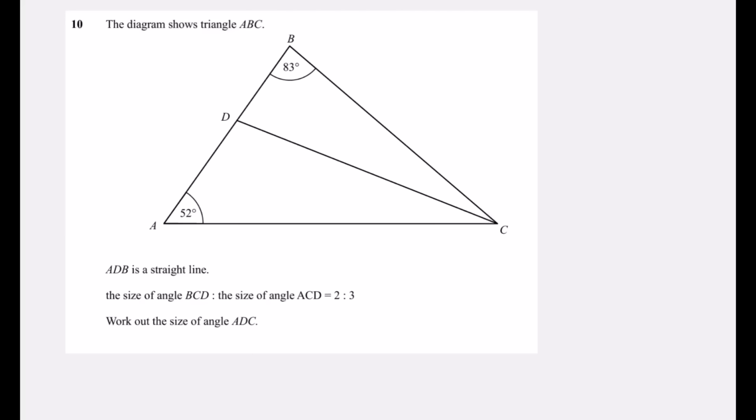Question 10. ADB, so we've got a triangle ABC, and ADB is a straight line. The size of angle BCD to ACD, so these two here, is in the ratio 2 to 3. Work out the size of angle ADC. We're working out this one here. So we've got the big triangle. Angles in a triangle add up to 180. So let's do 180, take away the two angles we know.